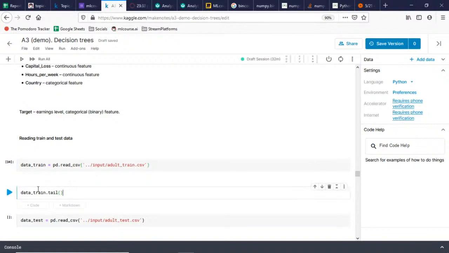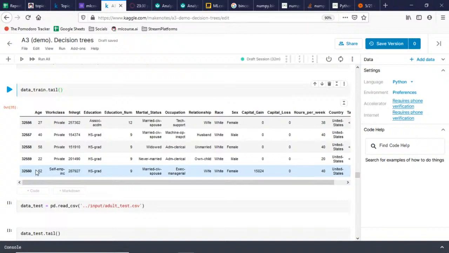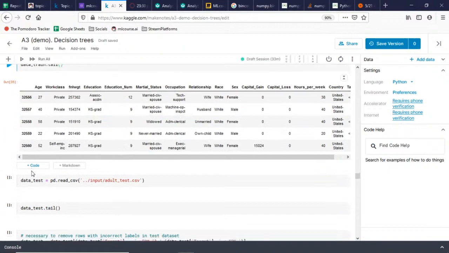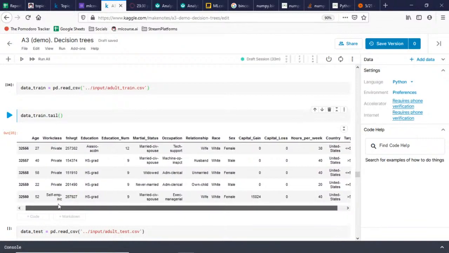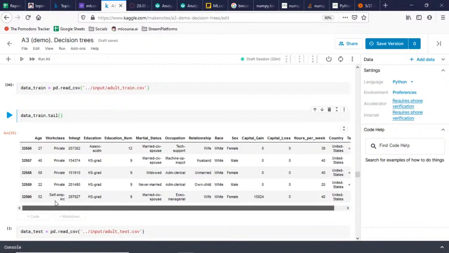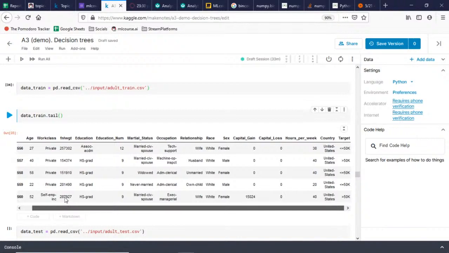Okay, so let's try to look at this data. We downloaded it. I guess tail gives us the last 5 individuals. So age, work class, education, educational num, occupation, relationship, target.